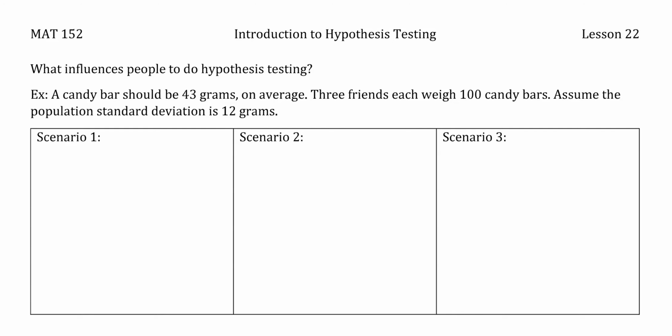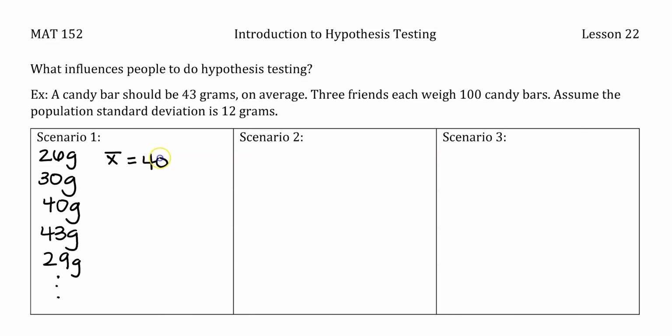So let's say in the first scenario, this person starts weighing their 100 candy bars, and the first one weighs 26 grams, the second one weighs 30 grams, the third one 40 grams, then they get one that's actually 43 grams, and then they get one that's 29 grams. They go on and weigh 95 more candy bars, and they come up with their sample mean, their X bar, the average of the 100 candy bars that they weighed, to be 40 grams.